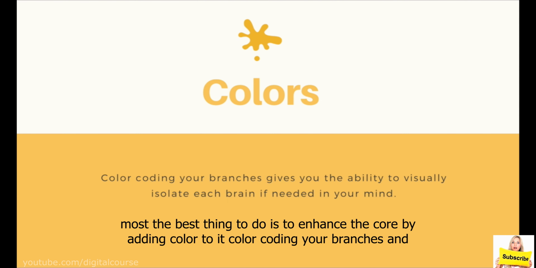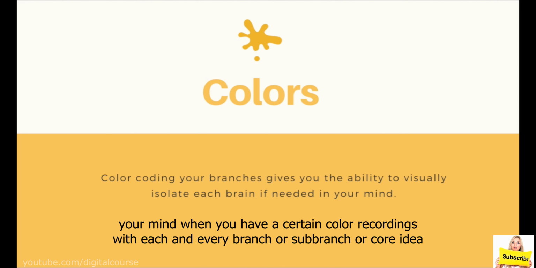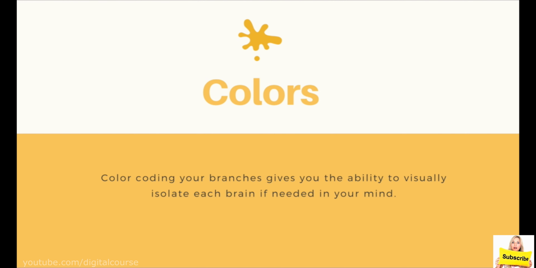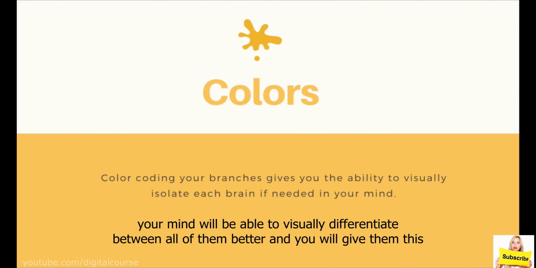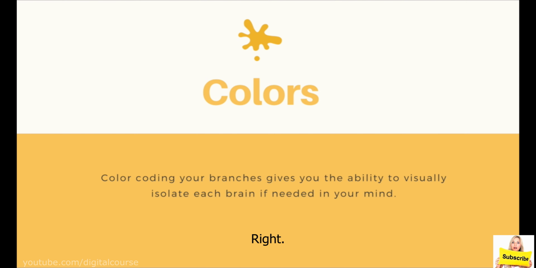Color coding your branches and your sub-branches gives you the ability to visually isolate each and every part if needed in your mind. When you have a certain color associated with each and every branch or sub-branch or core idea, your mind will be able to visually differentiate between all of them better, and you'll give them this sense of isolation, so your mind will be able to focus on each and every one of them better because it relates a certain color to each and every idea, right?